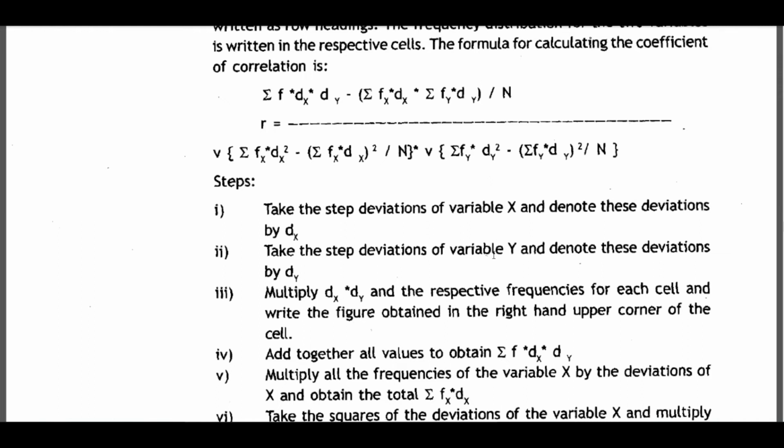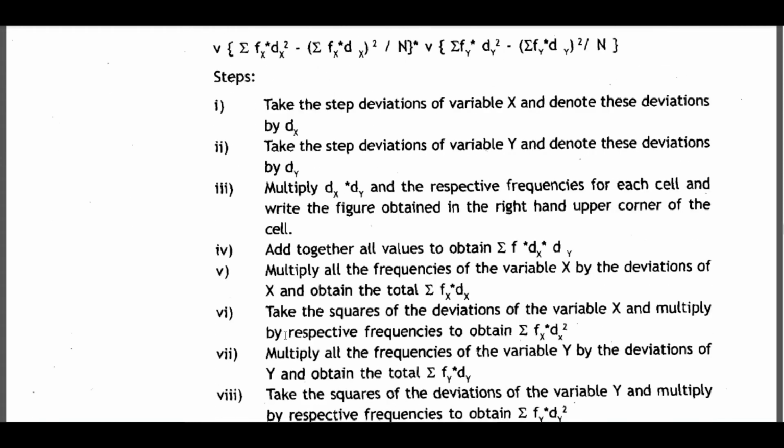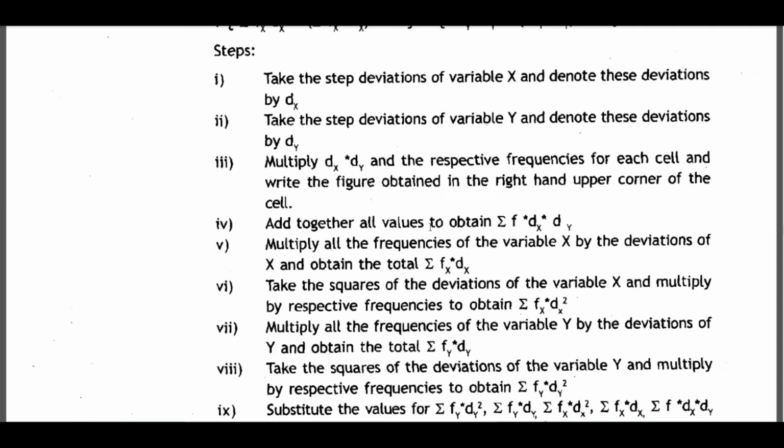Take the step deviation of variable y and denote this deviation as dy. Multiply dx and dy and the respective frequencies for each cell, and write the figures obtained in the right hand upper corner of the cell. Add together all values to obtain the sum of frequency dx and dy value, and multiply all the frequencies of the variable x by deviation of x and obtain the total value, that is sigma f x into dx.